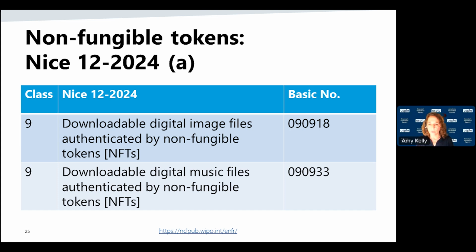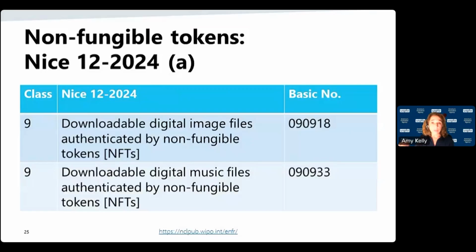There were 2 key developments in adopting these NFT entries this past year. First, the committee of experts moved toward making the different national offices require applicants in those particular countries to provide more detailed specification about the nature of the items being authenticated by NFTs. There is a basic number 090918. That was the one that was adopted.